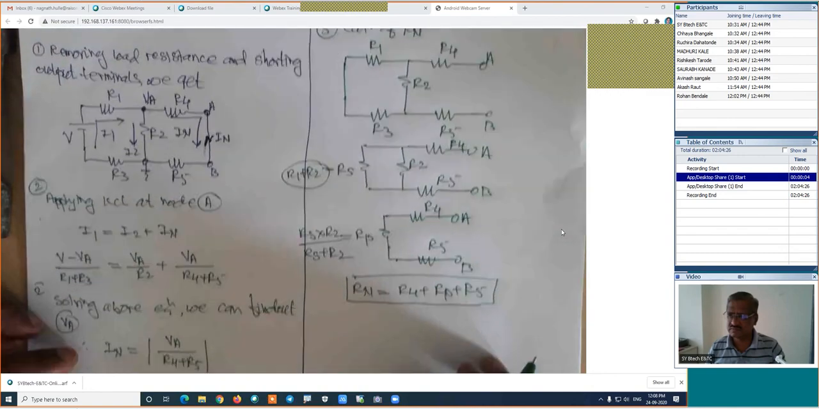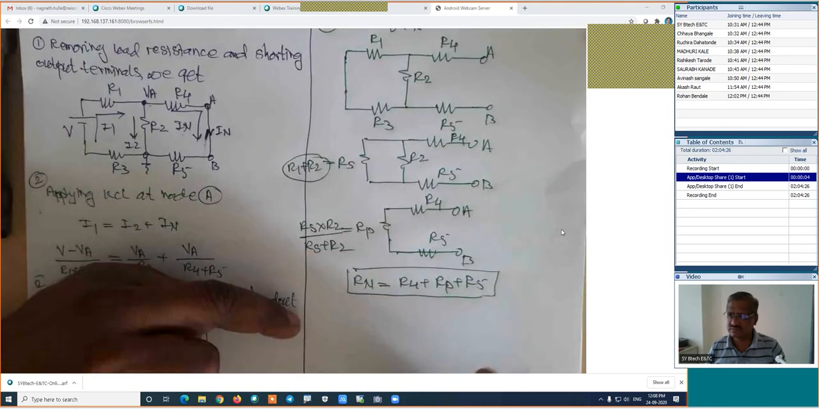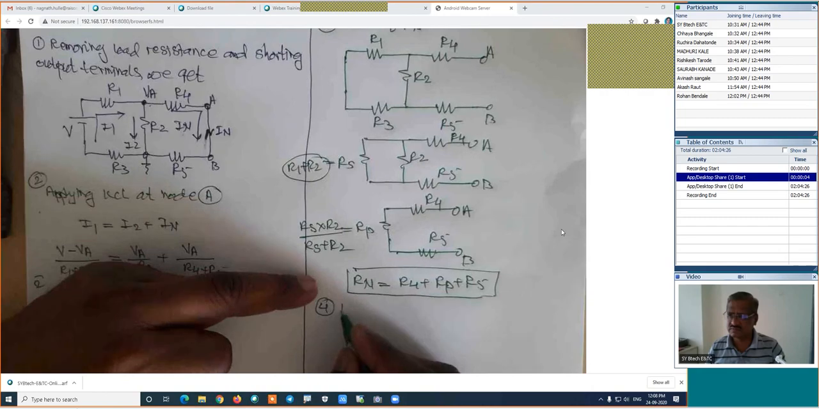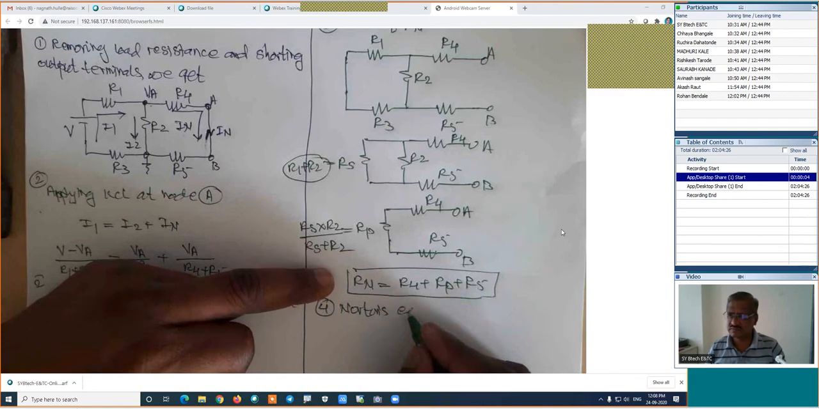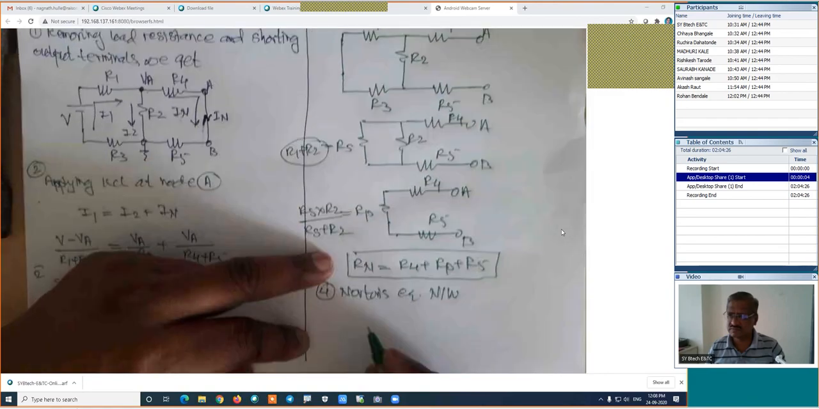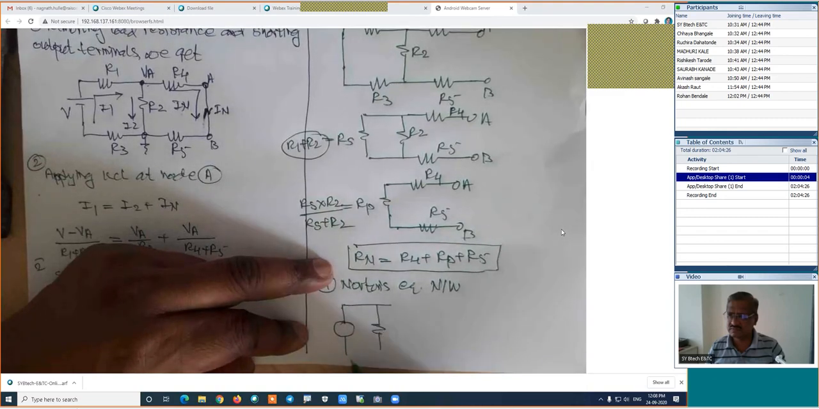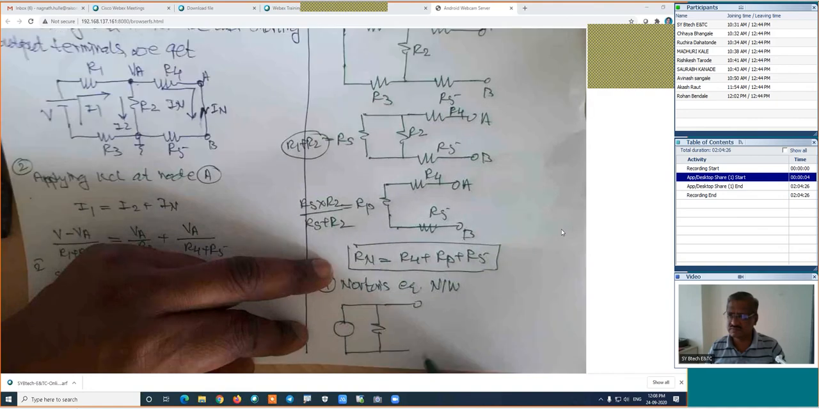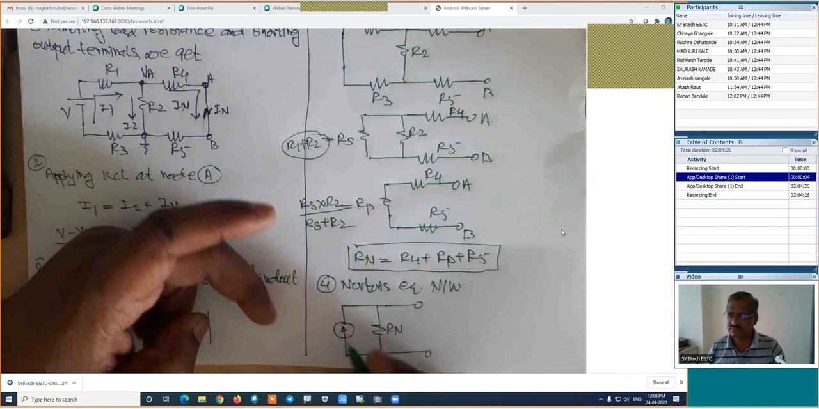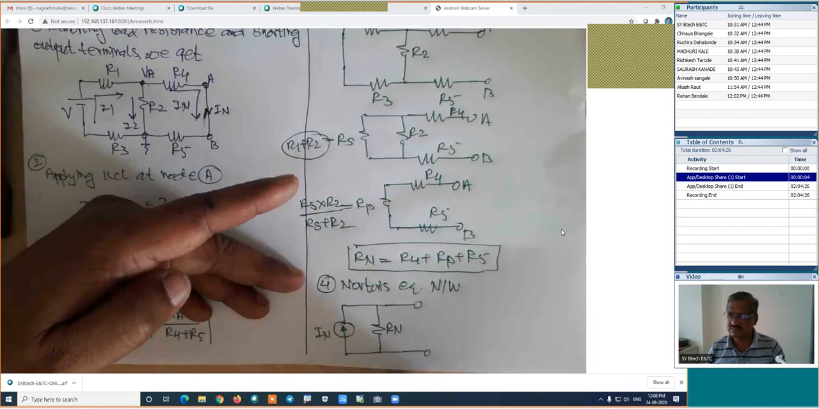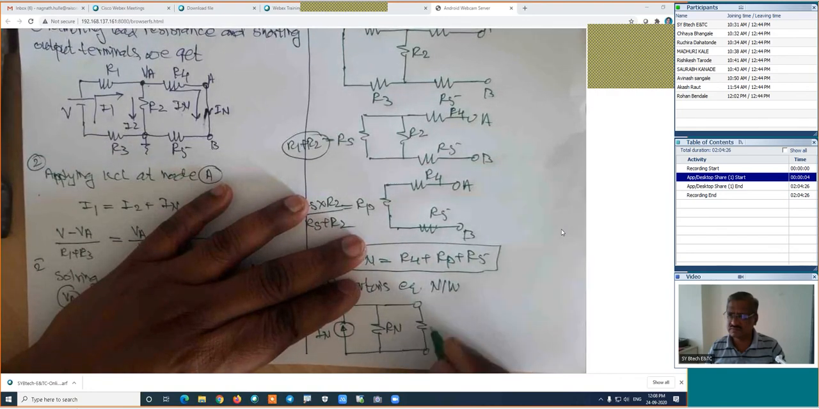If we know the IN and if we know the Rn, then the complicated network is replaced by Norton's equivalent network. How will the Norton's equivalent network be? I will draw. This network is the Norton's equivalent network. This is Rn. This is IN, which is the Norton's current, which we have calculated. Rn we have calculated. And reconnect the load resistance, which was removed in step number 1, which is RL.